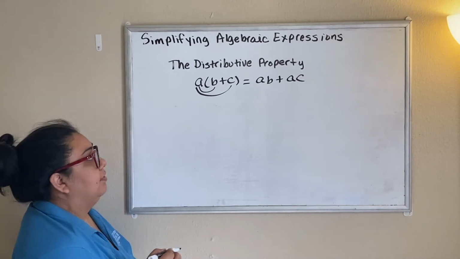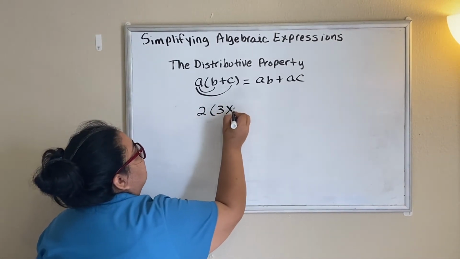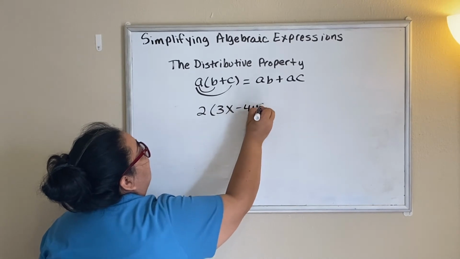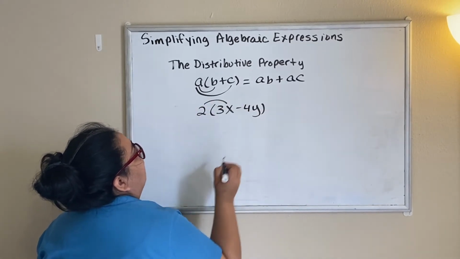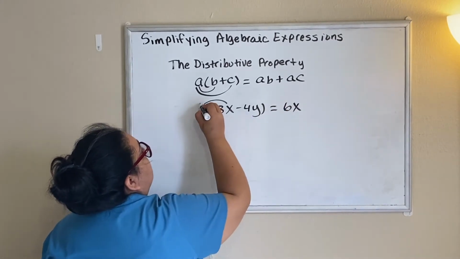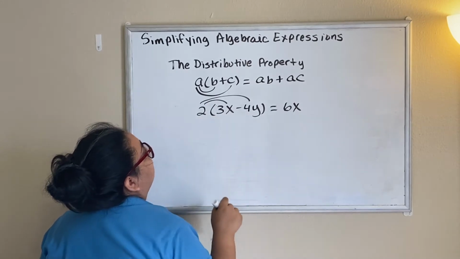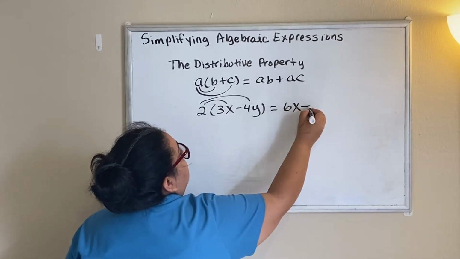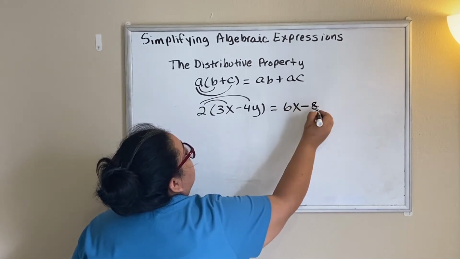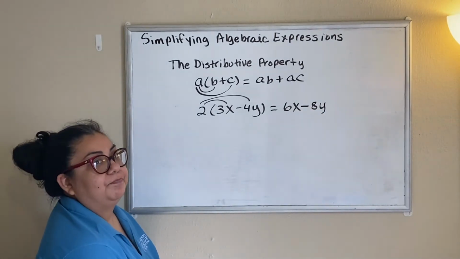So an example of that would be 2(3x - 4y). I would distribute 2 to 3x, which would give me 2 times 3 is 6x, and then I would distribute 2 to negative 4y. 2 times negative 4 would be negative 8, so I would bring over minus 8, and then don't forget the y. That is the distributive property.